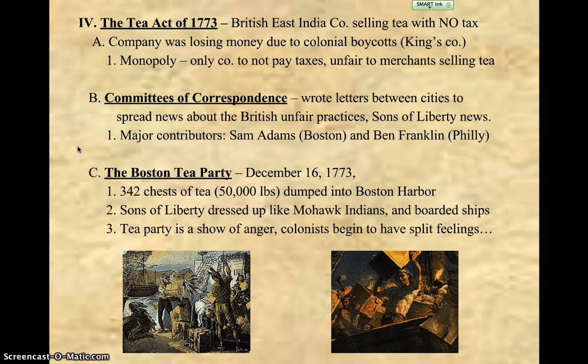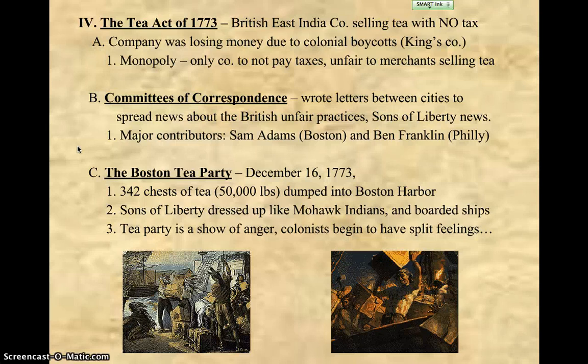So you have men like Sam Adams from Boston writing to Ben Franklin in Philadelphia, writing to Thomas Jefferson in Virginia and George Washington. And these men would all stay in contact with one another asking, like, what's the new news? It would be kind of like your friends, if your friends go to a football game on Friday night and you're not there and they're texting you what's happening to keep you up to date. Same idea here. These men are almost texting each other back then, about different things that are happening where the British are being more unfair to them.